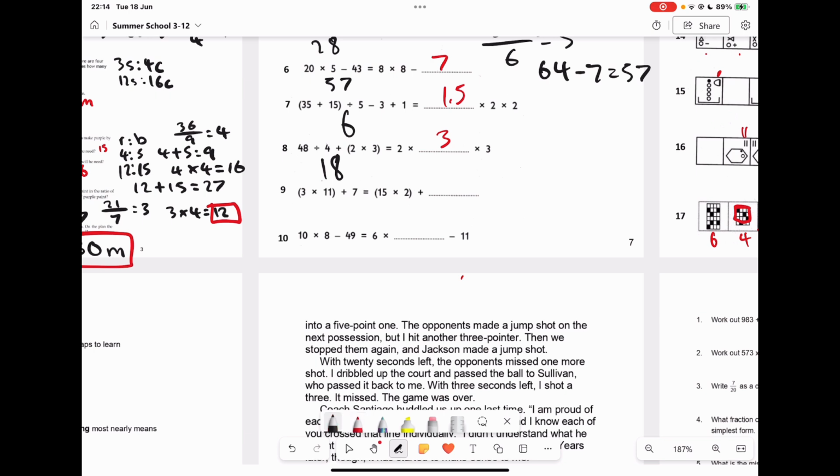Okay. 3 times 11 is 33, plus 7 is 40. So then 15 times 2 is 30, plus something, which will be 10.